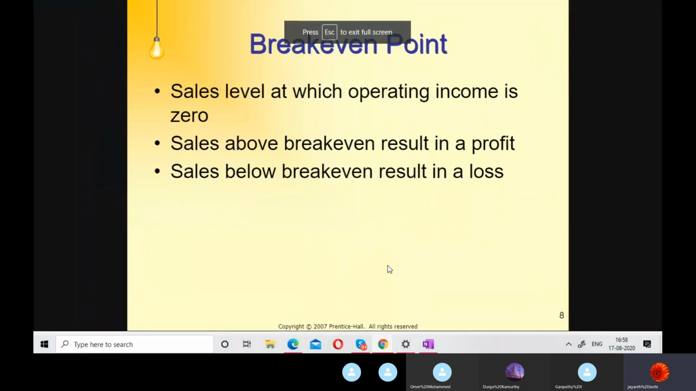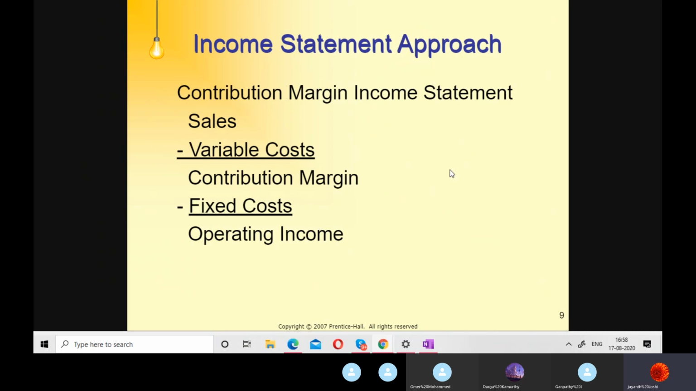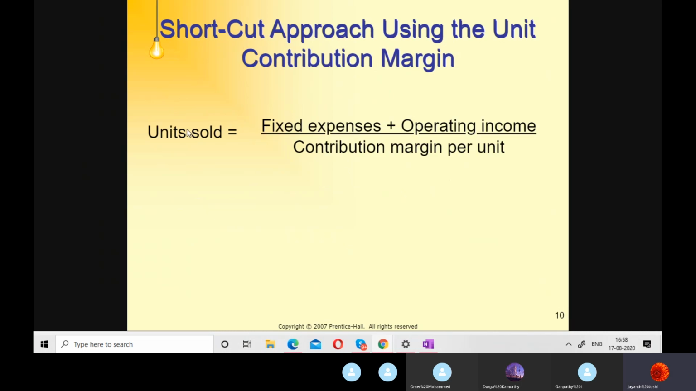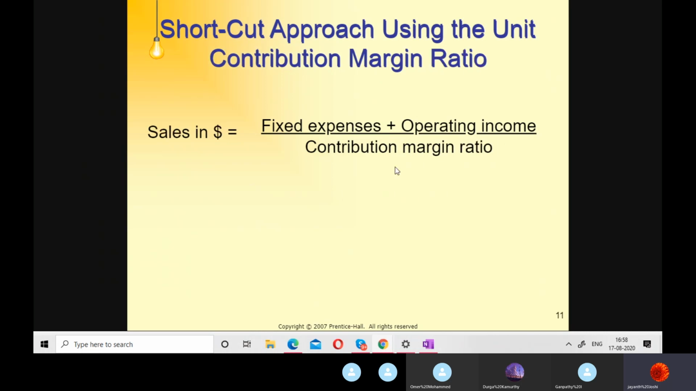So we will see how to find out the break-even point. Okay. So sales at which operating income is 0. So that is like whatever the sales you do, if your operating income is 0, like your break-even point. Sales above break-even point is profit and below break-even point is loss. This is the formula we have already seen. Fixed cost plus profit by contribution margin, F plus P by contribution margin per unit, is break-even point in units. Okay. And fixed cost plus operating income by contribution margin ratio is break-even point in sales.